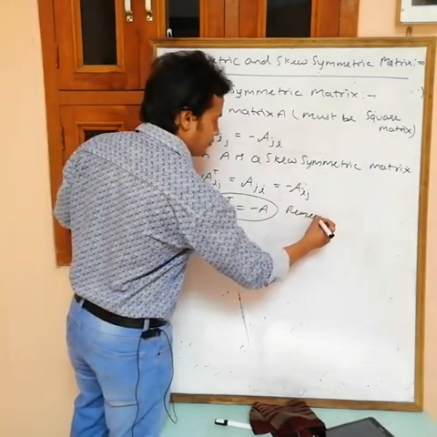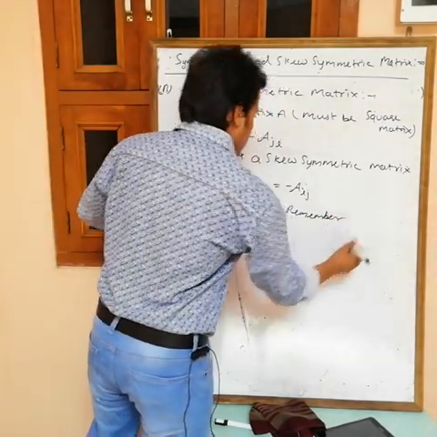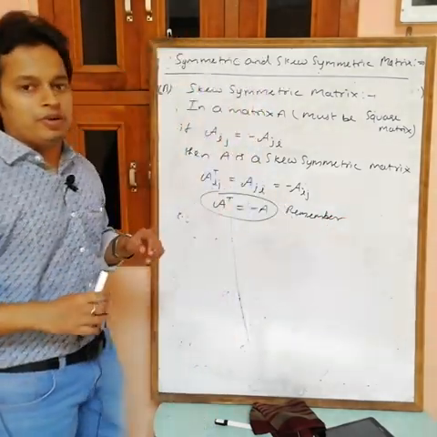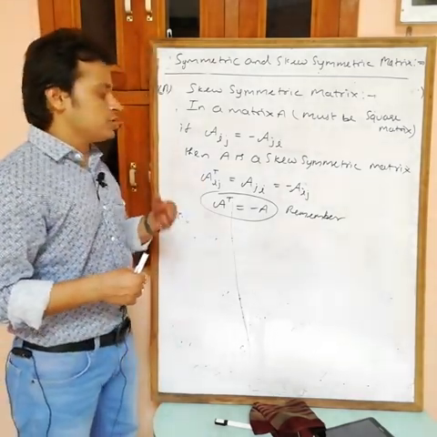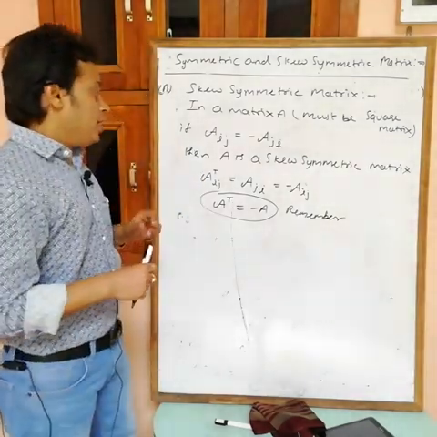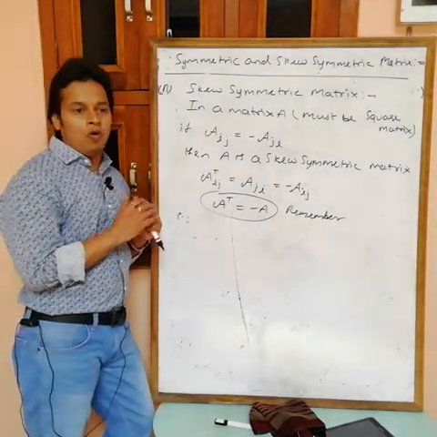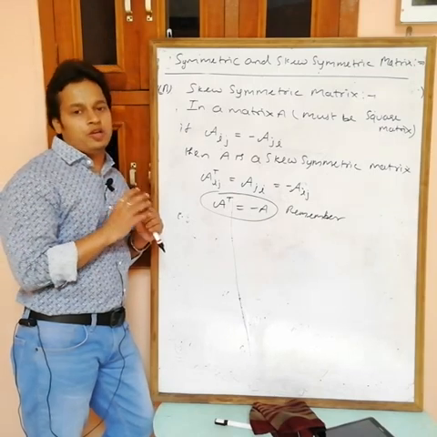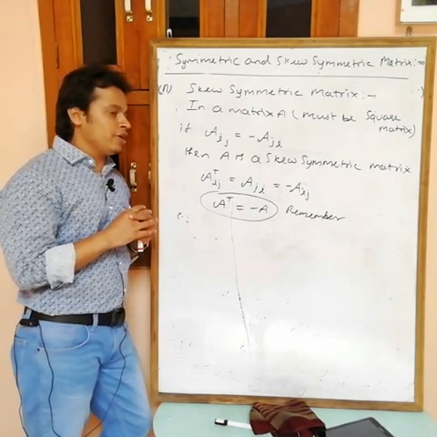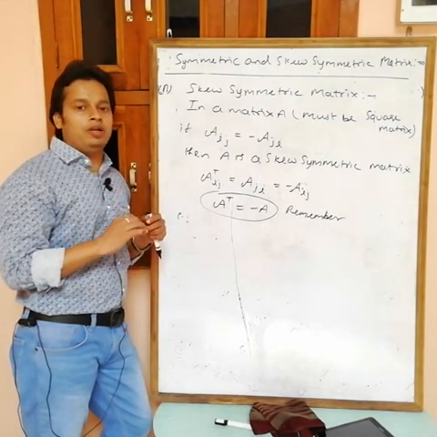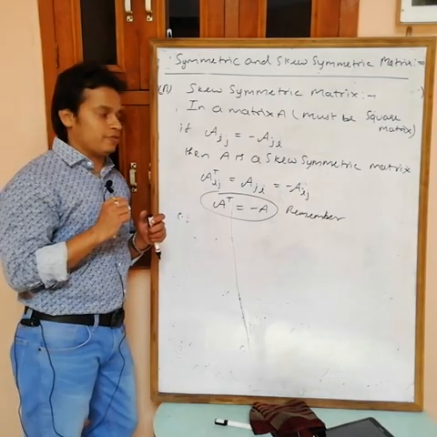Again remember. For a symmetric matrix, what we have to remember is A transpose is equal to A, and for a skew symmetric matrix, A transpose is equal to minus A. And also in case of a skew symmetric matrix, all the diagonal elements must be equal to 0. In case of a skew symmetric matrix, you will always get that the main diagonal elements, the principal diagonal elements, are always equal to 0.